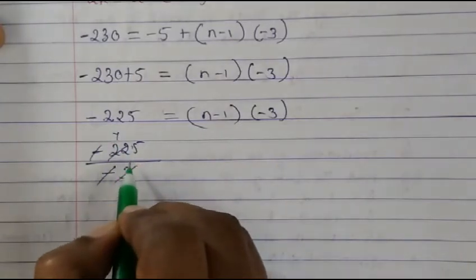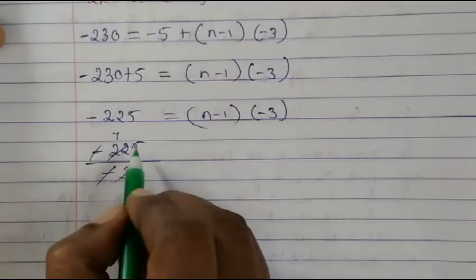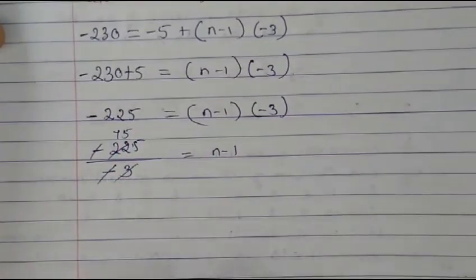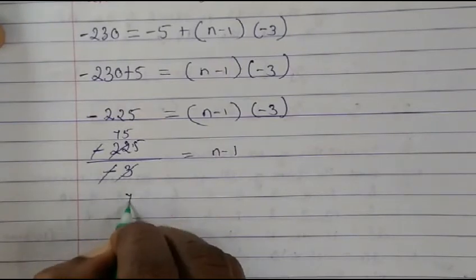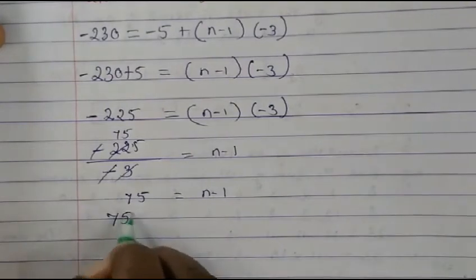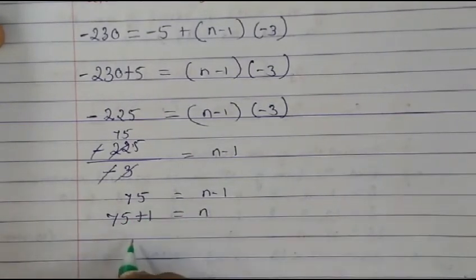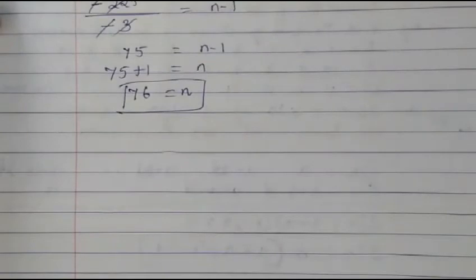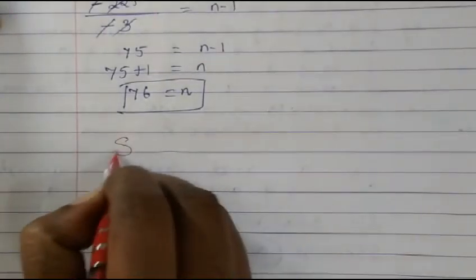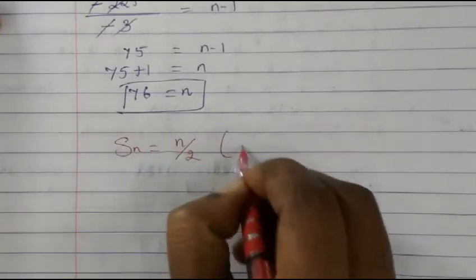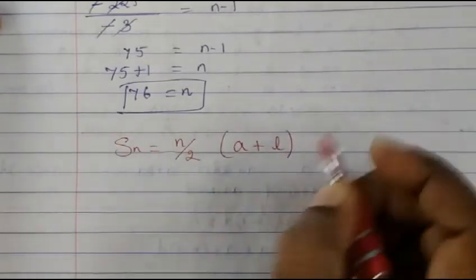3 times 7 is 21, 1 carried forward. Then you will have 3 times 5 is 15, plus 1, 16. So we get 75 equals n minus 1. So when this minus 1 comes here it will become plus 1. So the n value you will have is 76. So you got the n value. So let's use it in the formula, that is Sn equals n upon 2 times a plus l.